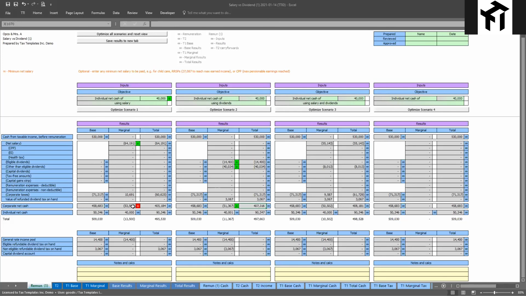So quickly comparing the salary to the dividend, we can see that the dividend solution is a better solution from the perspective that we're using less corporate cash in order to reach our target of $40,000.